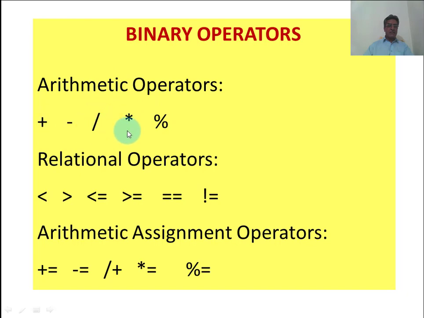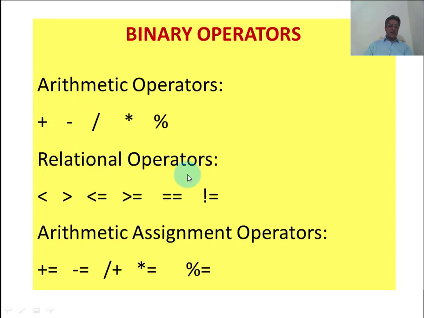Why do we call them binary operators? Because they need two operands to perform their operation. For addition, we need two operands, at the left and the right side of the plus operator. Similarly, for the minus symbol, for division, for multiplication, for the modulus operator, we need two operands to perform these operations.